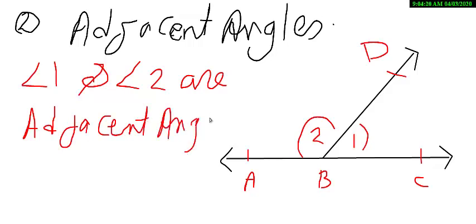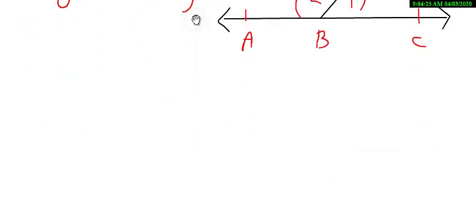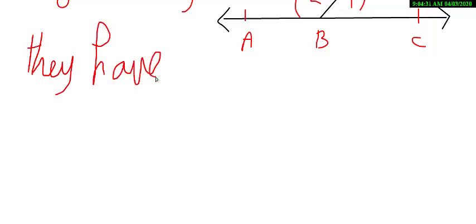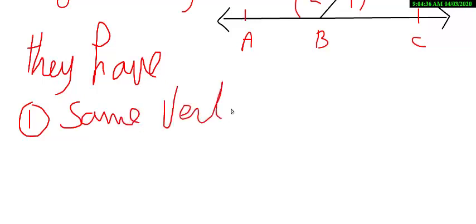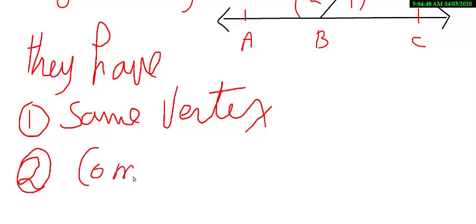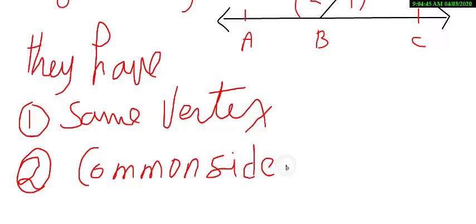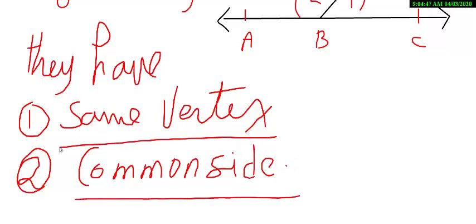angles. Why? Because they have, number 1, the same vertex. Number 2, they have a common side. They have a common side and the same vertex, and this will cover the definition of the adjacent angles.